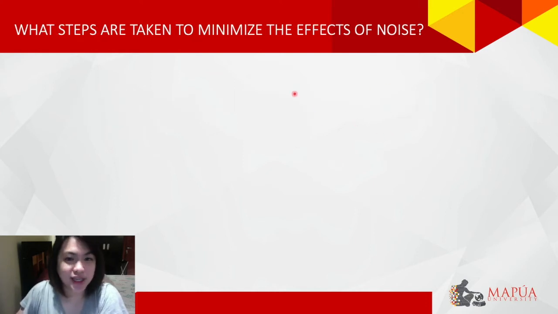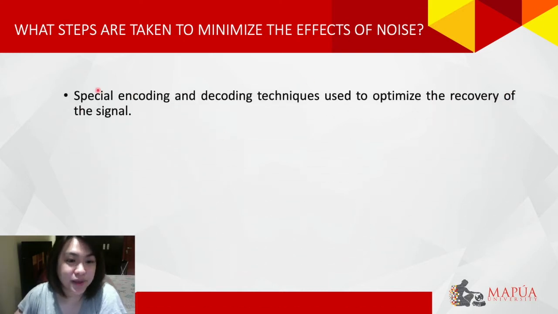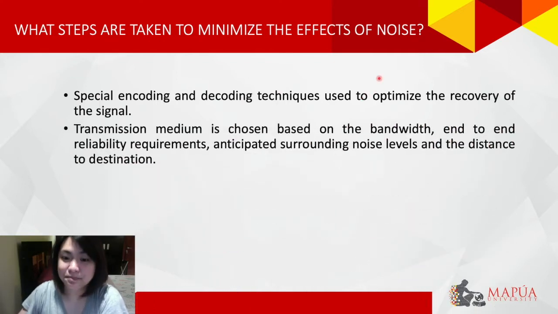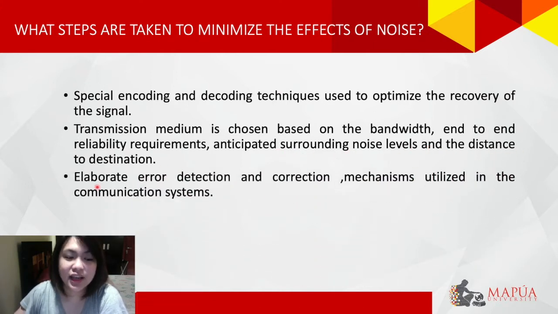What steps are taken to minimize the effects of noise? Special encoding and decoding techniques are used to optimize the recovery of the signal. The transmission medium is chosen based on the bandwidth, end-to-end reliability requirements, anticipated surrounding noise levels, and the distance to destination. And lastly, elaborate error detection and correction mechanisms are used in the communication systems.